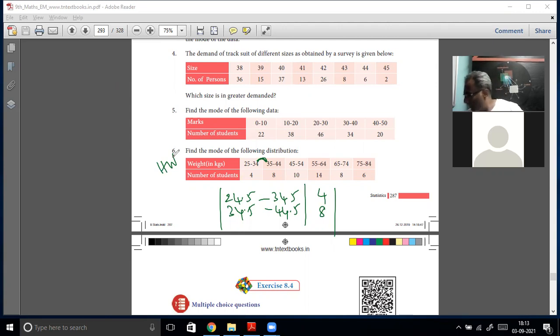Okay. We should do exercise 8.4 now. 10 sums are there. Let us do 5. You do the remaining 5. Multiple choice questions.